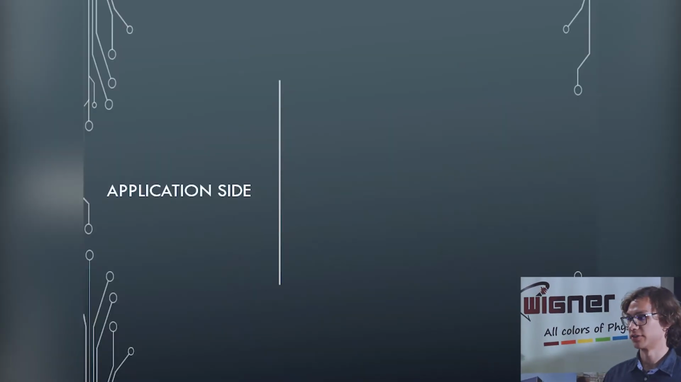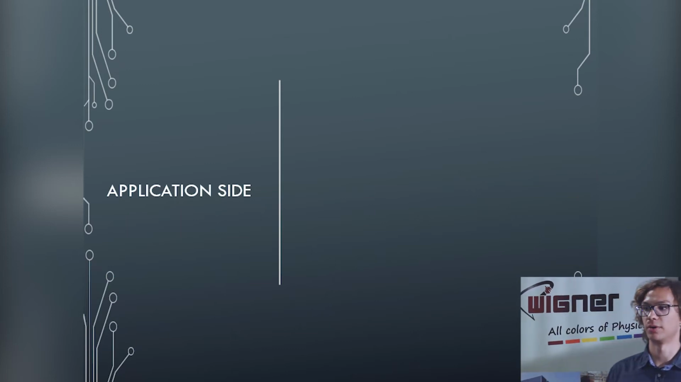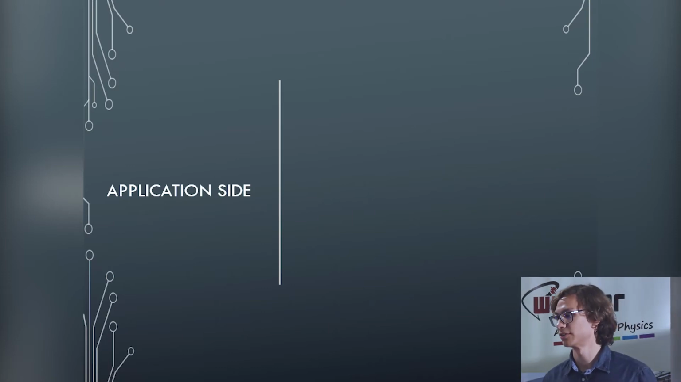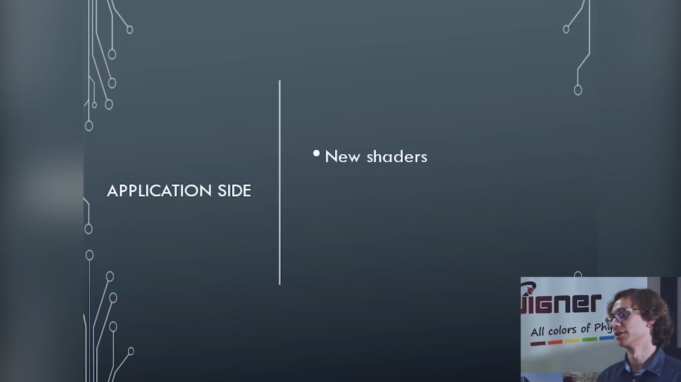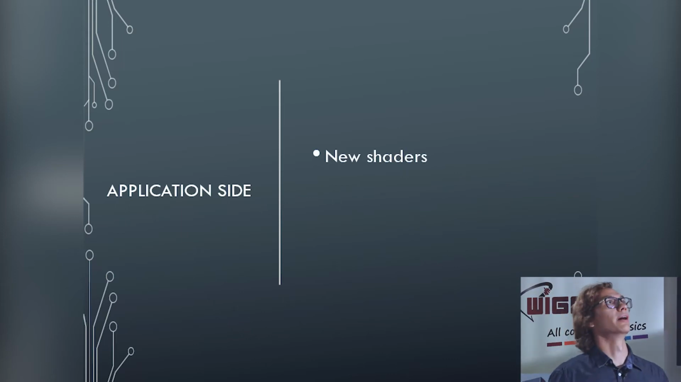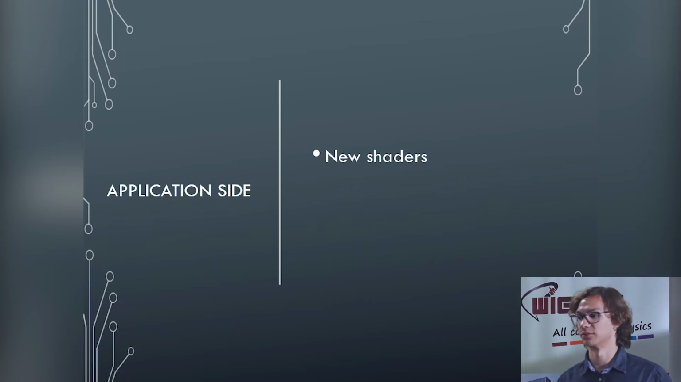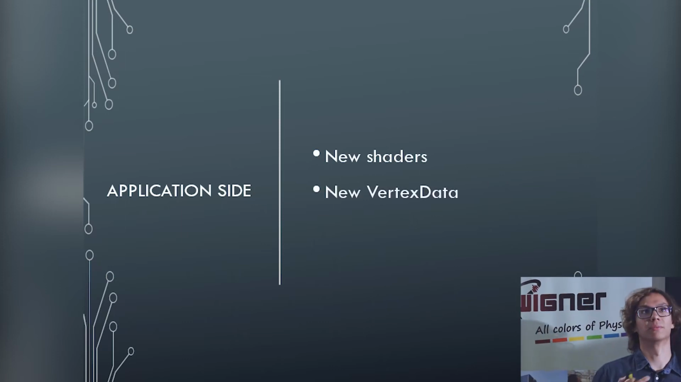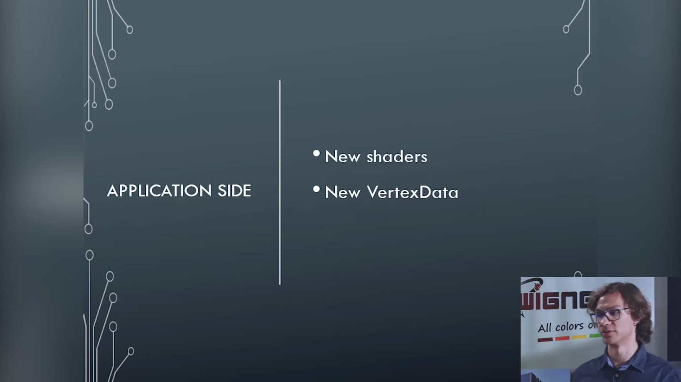So on the application side, what we'll need is the geometry. You will want to define geometries and materials. And for the materials, you will need new shaders, so I have to provide a way to create new shaders through the user interface of my library. New vertex data. The vertex data means, just like in the previous triangle, the data you have to give to the shaders.